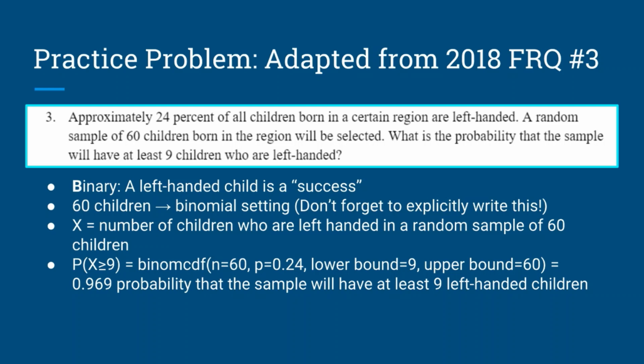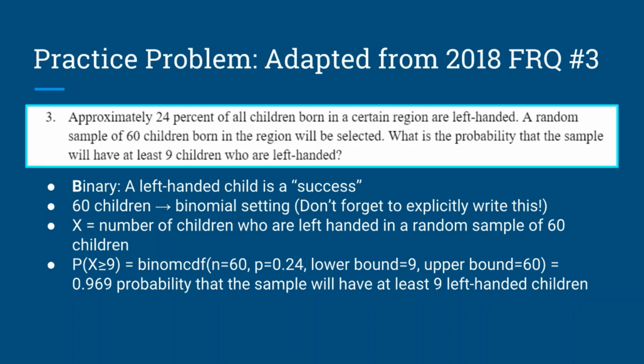For context, let's define X as the number of children who are left-handed in a random sample of 60 children. At some point, we also need to explicitly state that n equals 60 and p equals 0.24. This can be done by just writing it out now, or by labeling your parameters in your calculator command. To indicate bounds, simply write P(X ≥ 9).